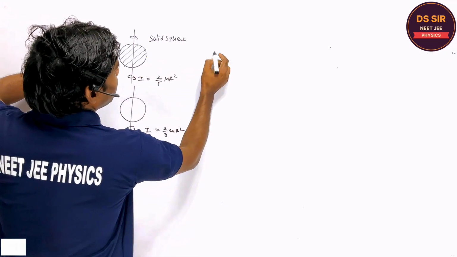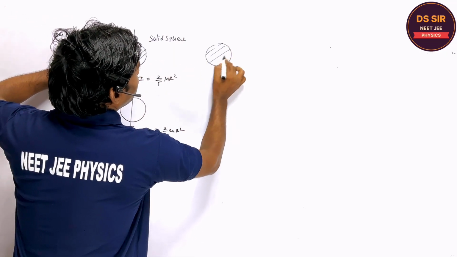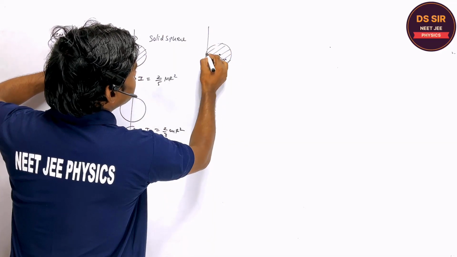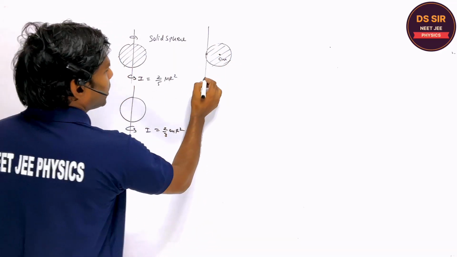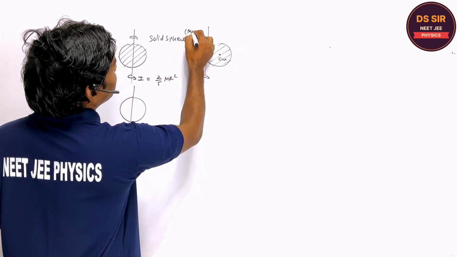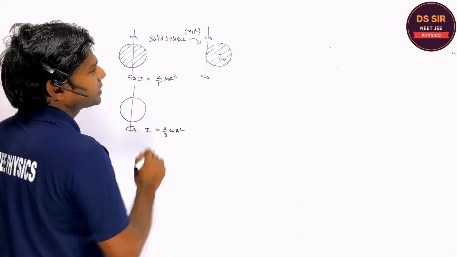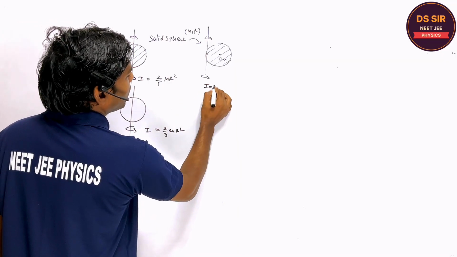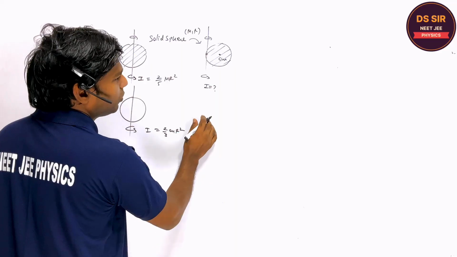So if I ask you to find the moment of inertia about an axis passing through its tangent, can you find the moment of inertia of the solid sphere of mass M and radius R about an axis passing through its tangent? You have to find this.